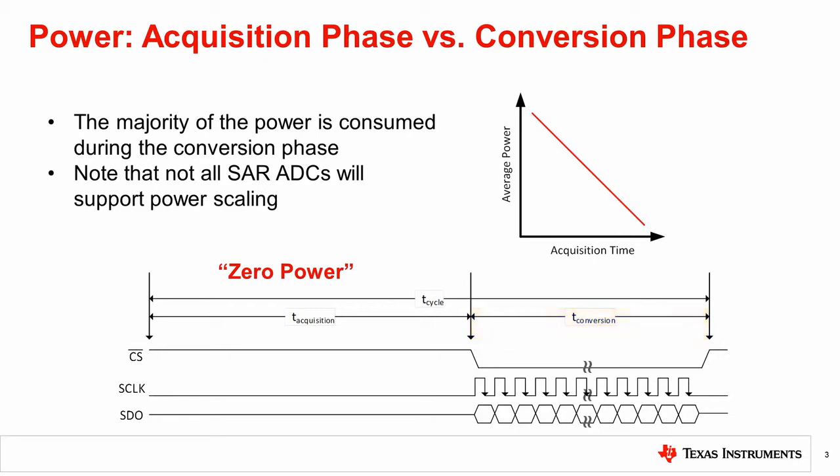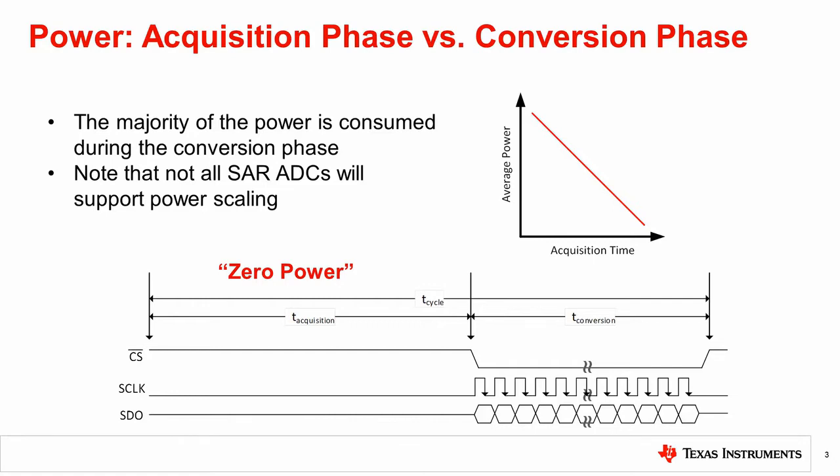The average power, or power per cycle, is the sum of the power consumed in the acquisition phase and the power consumed in the conversion phase divided by the cycle time. It is important to note that by extending the length of the acquisition phase, the average power will decrease since the cycle time will increase. A longer acquisition time will lead to a lower average power.